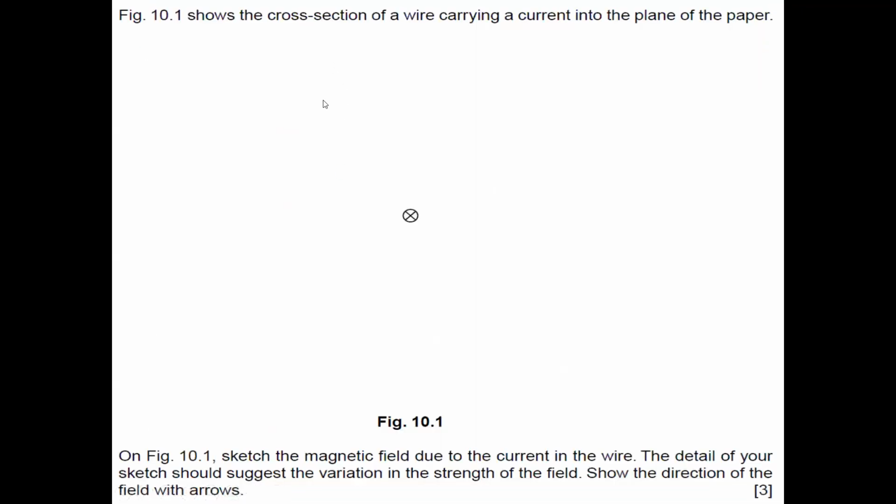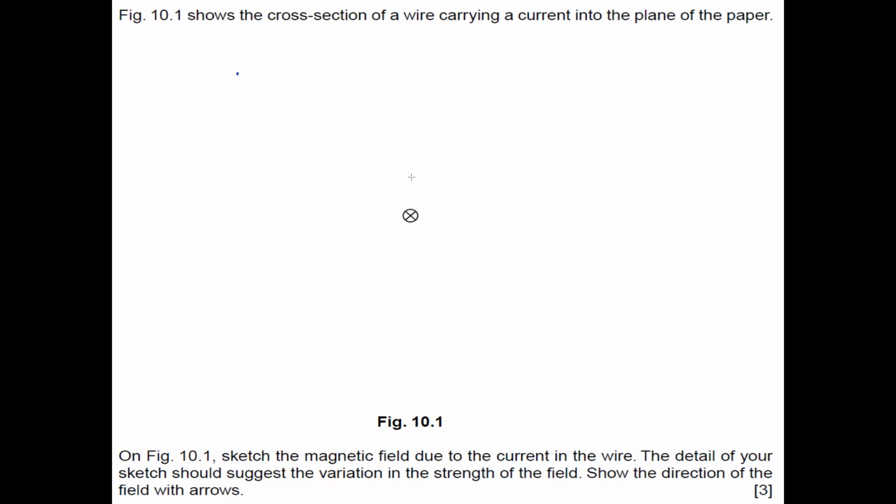Figure 10.1 shows a cross section of a wire carrying a current into the plane. On the figure, sketch the magnetic field due to the current in the wire. The detail of your sketch should suggest the variation in strength. Like how your sketch can show a variation.